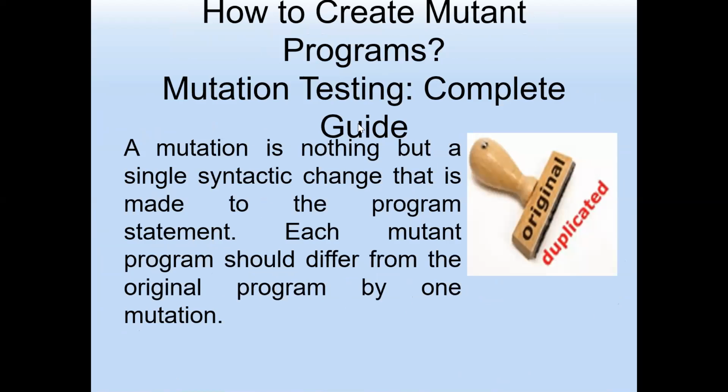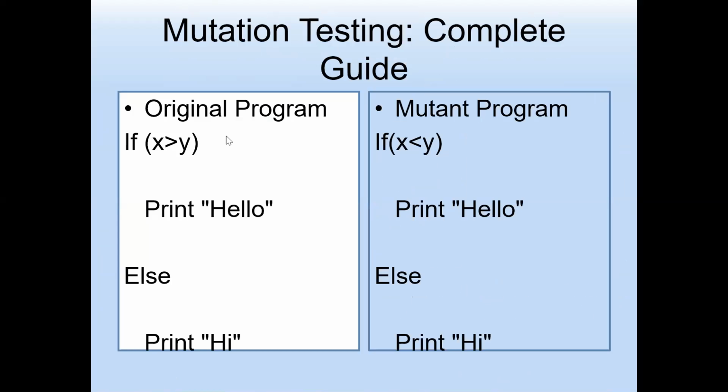Next, how to create the mutant programs. A mutant program is nothing but a syntactic change: you can change one statement, introduce a new operator, or change a constant value itself. It can be anything. We have seen that example. One program has been given; this is the original program. If x is greater than y, where x is one value and y is another value, then print hello, else print hi.